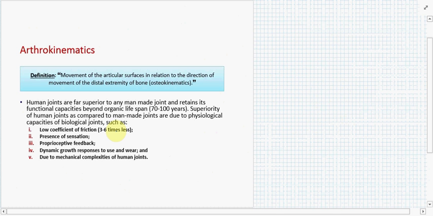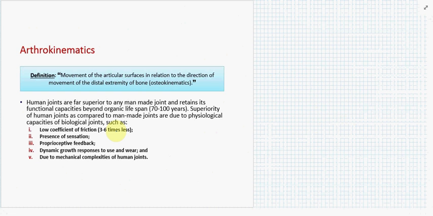Arthrokinematics, I think this is kind of like the semi-last section.